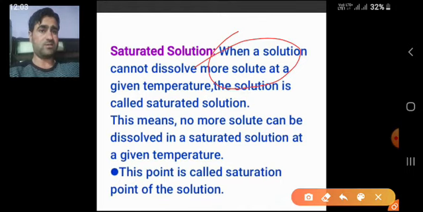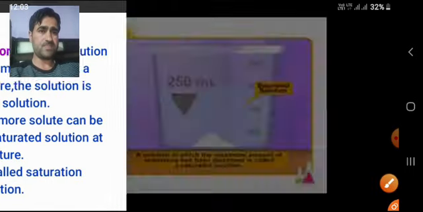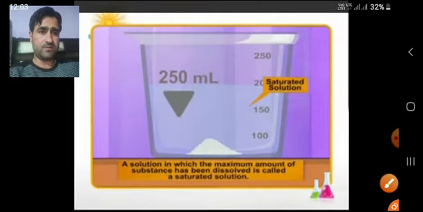However, we can add more solute to a solution if we increase the temperature of that solution. In other words, we can just increase the solubility of that solution or that solute. So when a solution cannot dissolve more solute at a given temperature, it is a saturated solution.